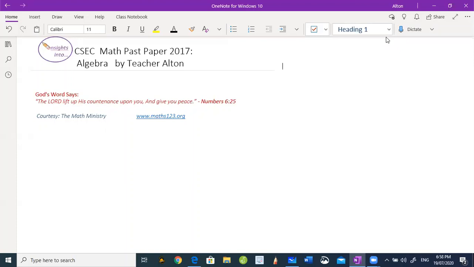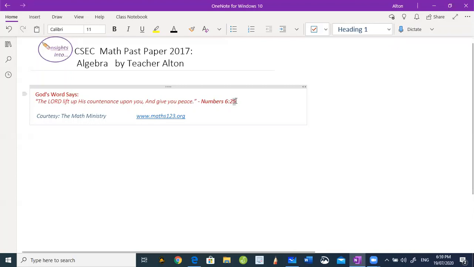As usual, we start with the Word of God, which says in Numbers 6:26, that the Lord lift up his countenance upon you and give you peace. So we continue with that promise from God, as stated in his word, that we are blessed and his favor is upon us. Part of the favor of God is the peace that comes with it. And we declare the peace of God over you and your household.